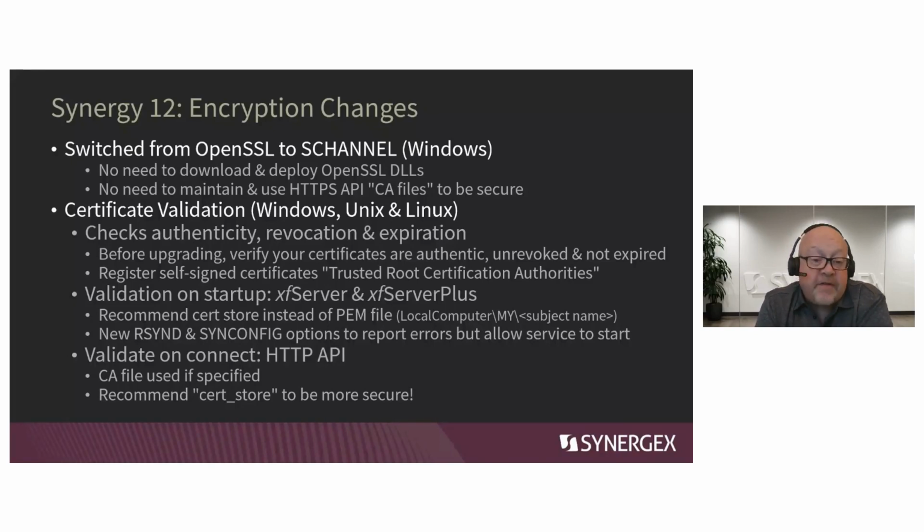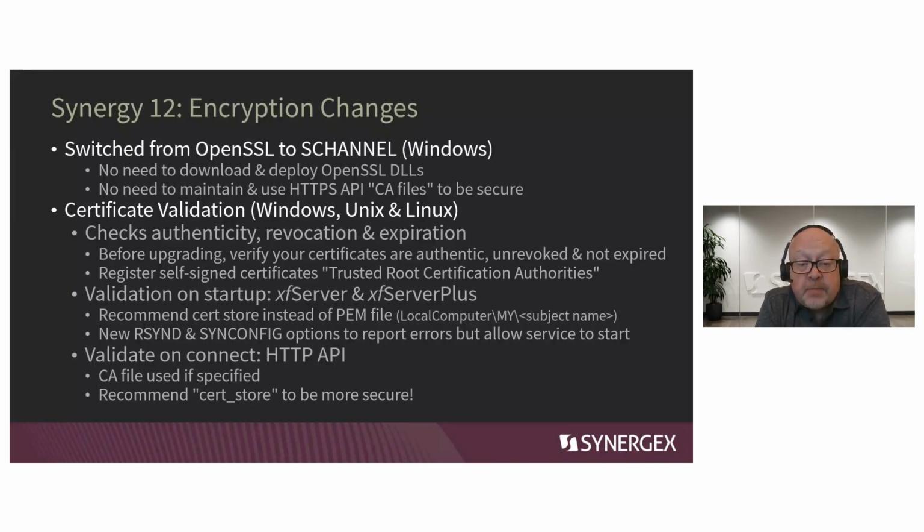So there are many benefits to doing this, not least of which is that on Windows, developers no longer need to download and deploy OpenSSL DLLs to use encryption, no longer need to maintain cryptographic certificates on disk in PEM files, and no longer need to create and manage and specify certification authority or CA files in order to make HTTPS calls securely. No code changes are required to take advantage of this new encryption provider, as all required changes have been made internally without altering the signatures of any routines.